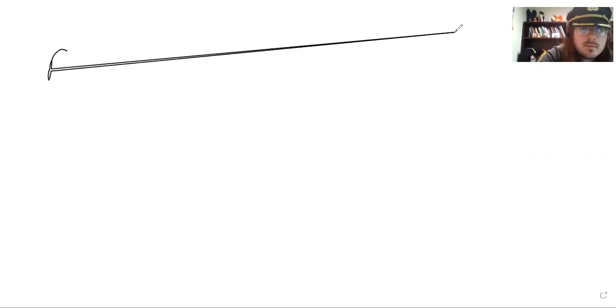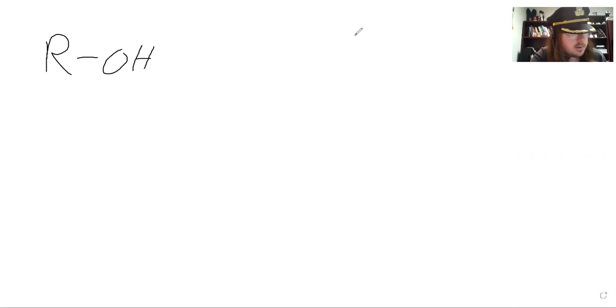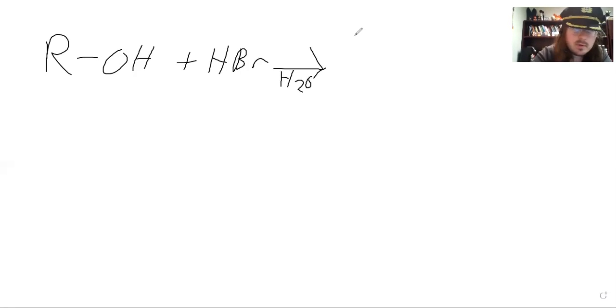Welcome back. We'll continue where we left off, looking at other reactions of alcohols. One thing we can do is standard SN reactions. For example, we can replace the hydroxide with a halogen. We add hydrobromic acid, in the presence of water, and we can replace that with RBr, and we form water as a byproduct.